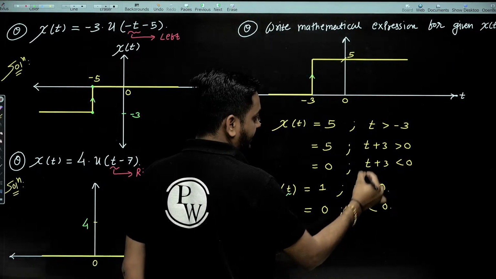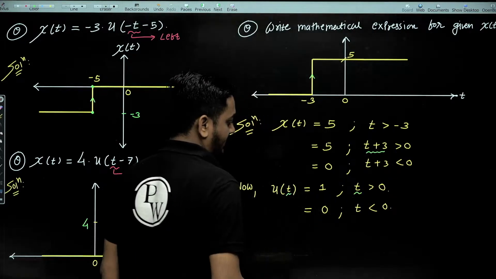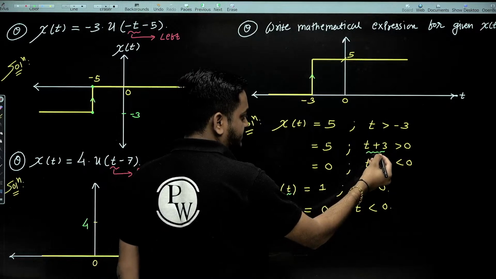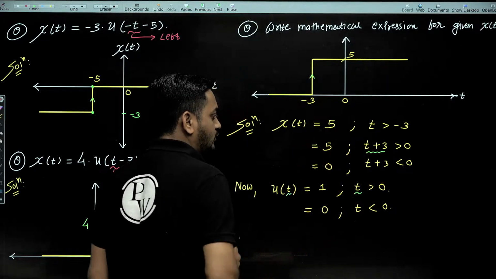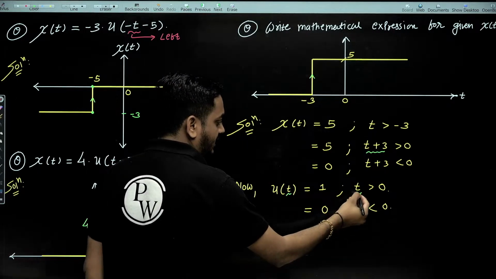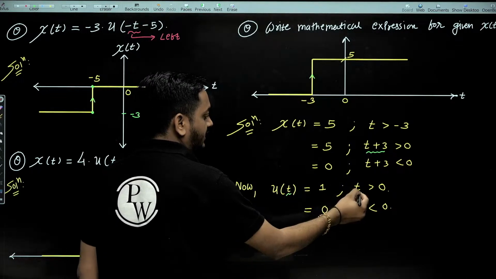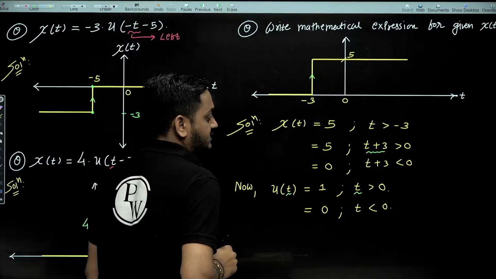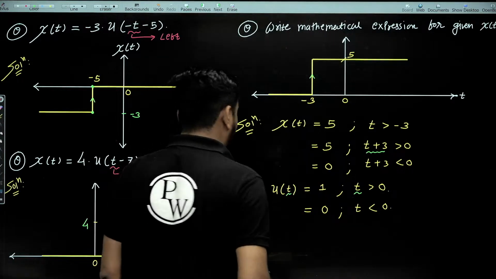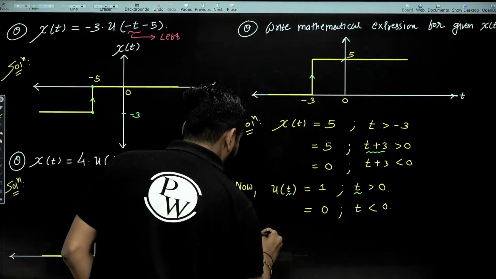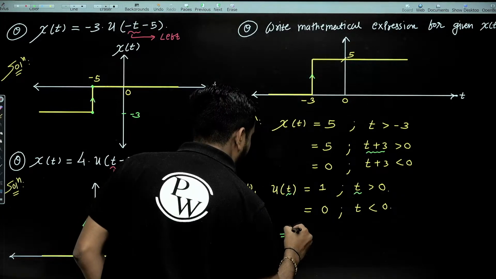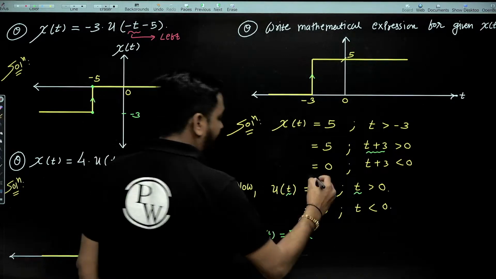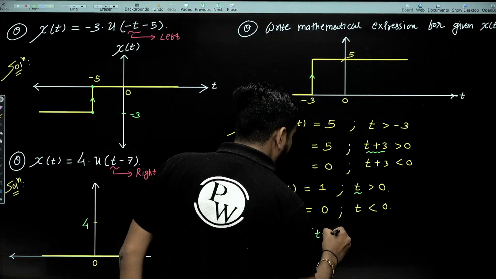So here this is t, here t plus 3. This is t, then here also t, guys. So if it is t plus 3, then it will be u of t plus 3, guys, and amplitude is 5. So what can we write? x of t, can we write like this? x of t is equal to 5, and instead of t, now we have to write t plus 3. Yes or no?